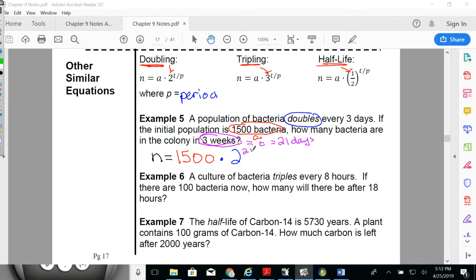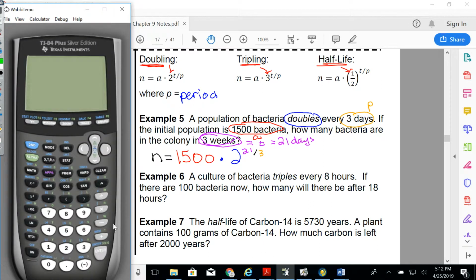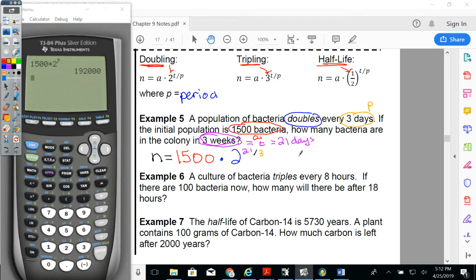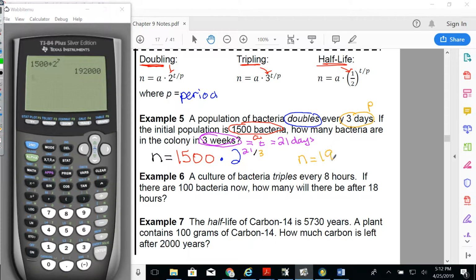So we're going to do 21 as the T divided by the period, which is how long it takes to double, and it takes 3 days to double. So this would be your period. In the calculator, we're doing, clear all this, 1,500 times 2 to the 21 divided by 3, which is just 7. So then there are 192,000 bacteria.